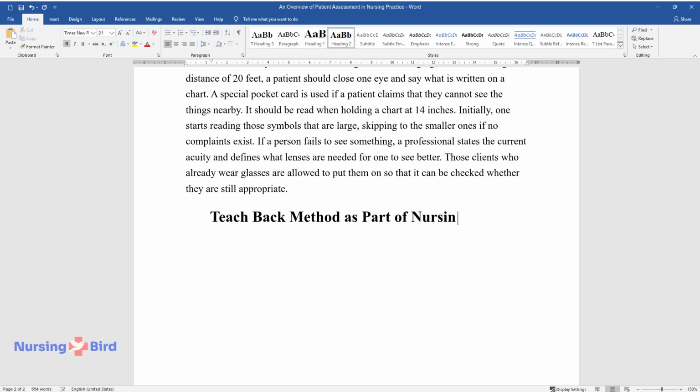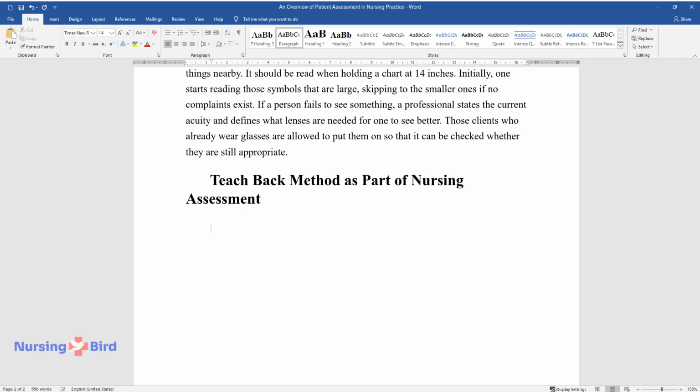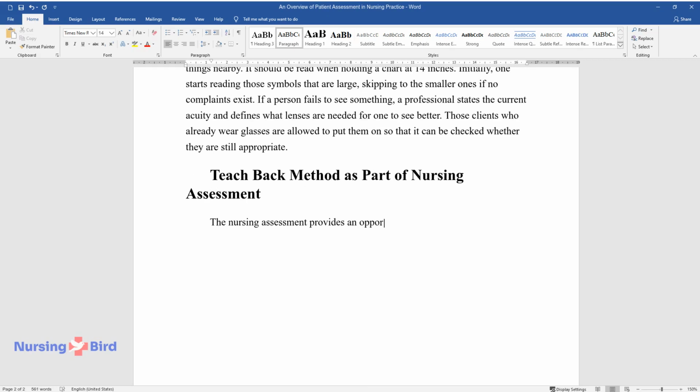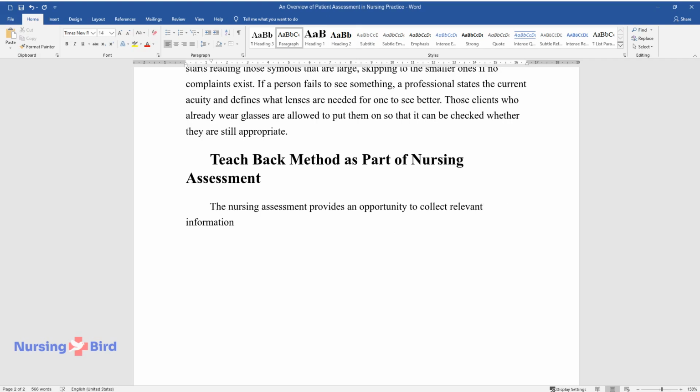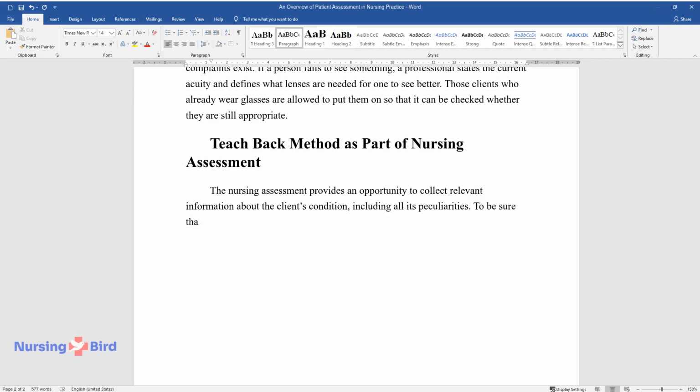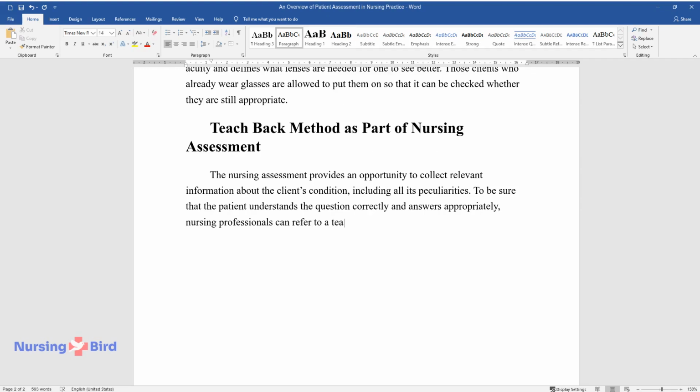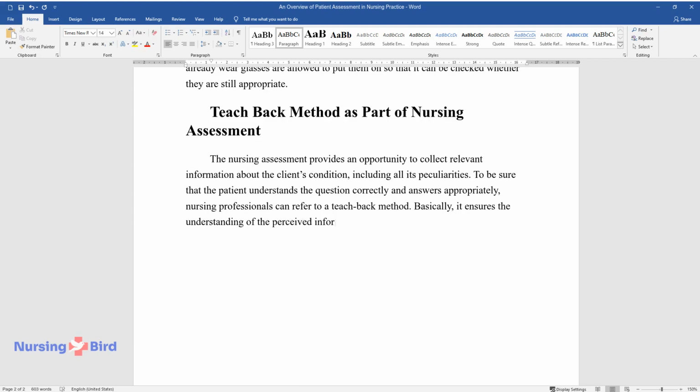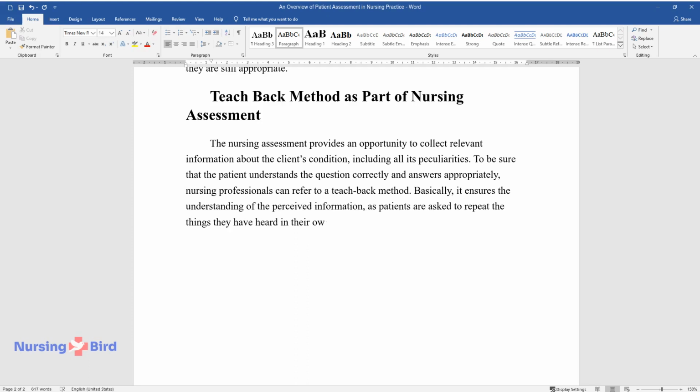Teach-back method as part of nursing assessment. The nursing assessment provides an opportunity to collect relevant information about the client's condition, including all its peculiarities. To be sure that the patient understands the question correctly and answers appropriately, nursing professionals can refer to a teach-back method. Basically, it ensures the understanding of the perceived information, as patients are asked to repeat the things they have heard in their own words.